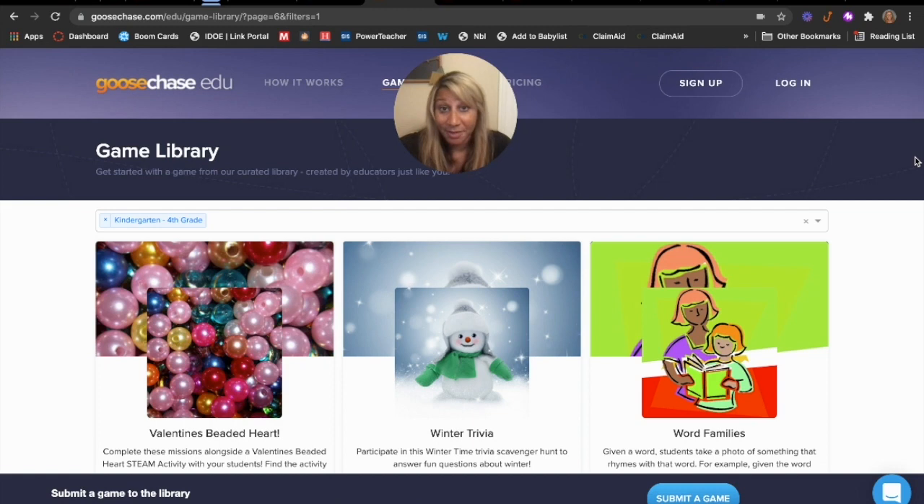The next resource I want to share with you is called Goose Chase. And I don't know if you've ever been a part of a Goose Chase before, but it is a lot of fun. Or if you've ever created them, you could get really creative with what you're asking people to search for.